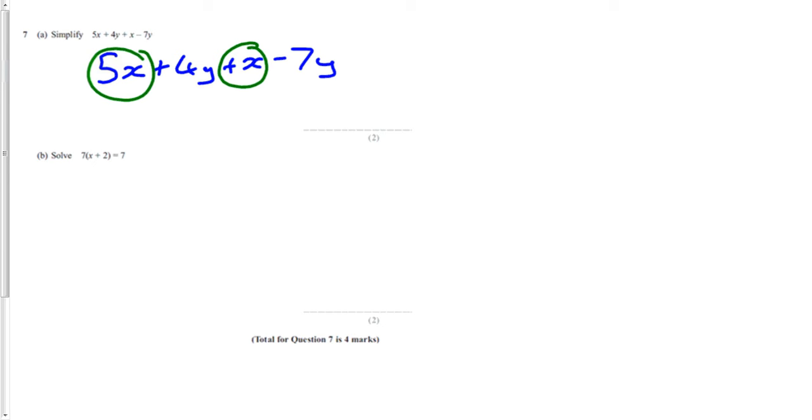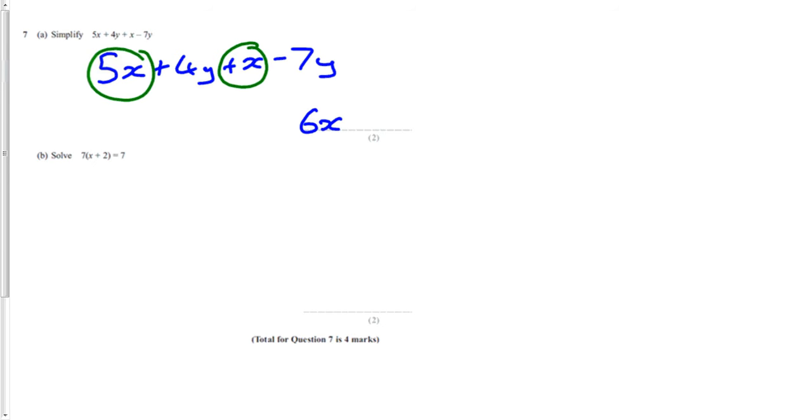Question 7 was an algebra question. So on questions like this, we've got 5x plus 4y plus x minus 7y. What we're going to do is gather all the x's together. So I'm going to gather that x and this x. Notice that when I put these in circles, I include the sign that's before it as well. So I've got 5x plus x, which is going to be 6x.